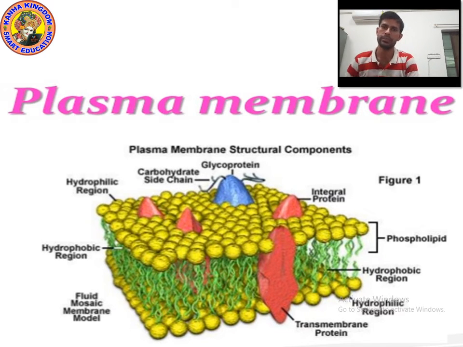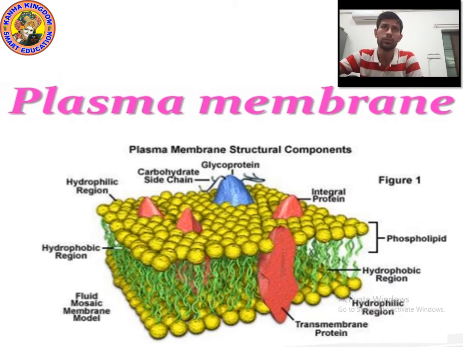Look at this picture. This is a plasma membrane. As you can see in the picture, the upper side is a yellow ball, and the lower side is also a yellow ball. These are actually the hydrophilic region. If you see the red part, this is the transmembrane protein. And the blue colored part is glycoprotein, which is a protein.